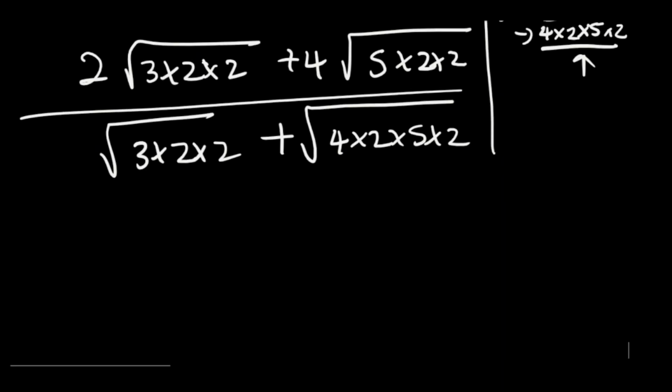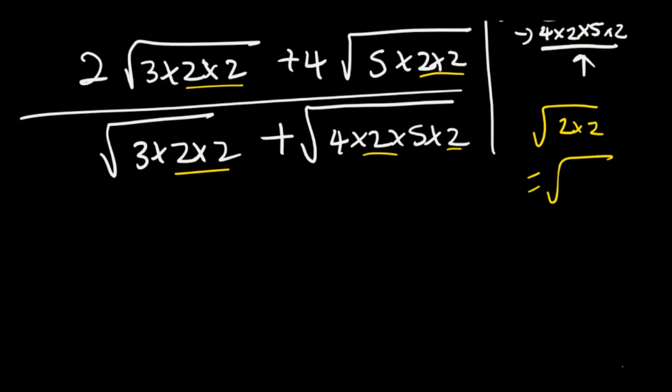So then from here, let's just put these 2 times 2 in one square root, 2 times 2 in one square root. Why? Because 2 times 2 is actually the square root of 4, which will give us 2. So I just want us to do that.